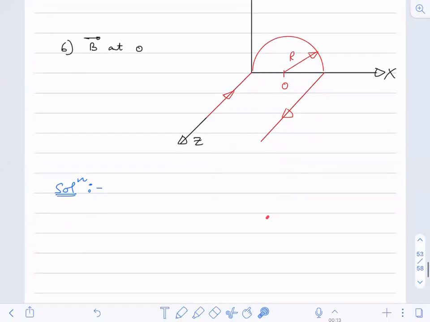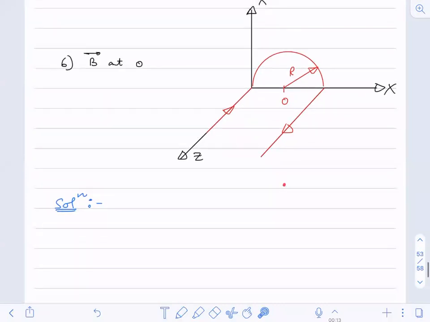What will be the magnetic field? Suppose I'm considering wire 1, I'm considering them as wire 1, 2 and 3. Is it okay?